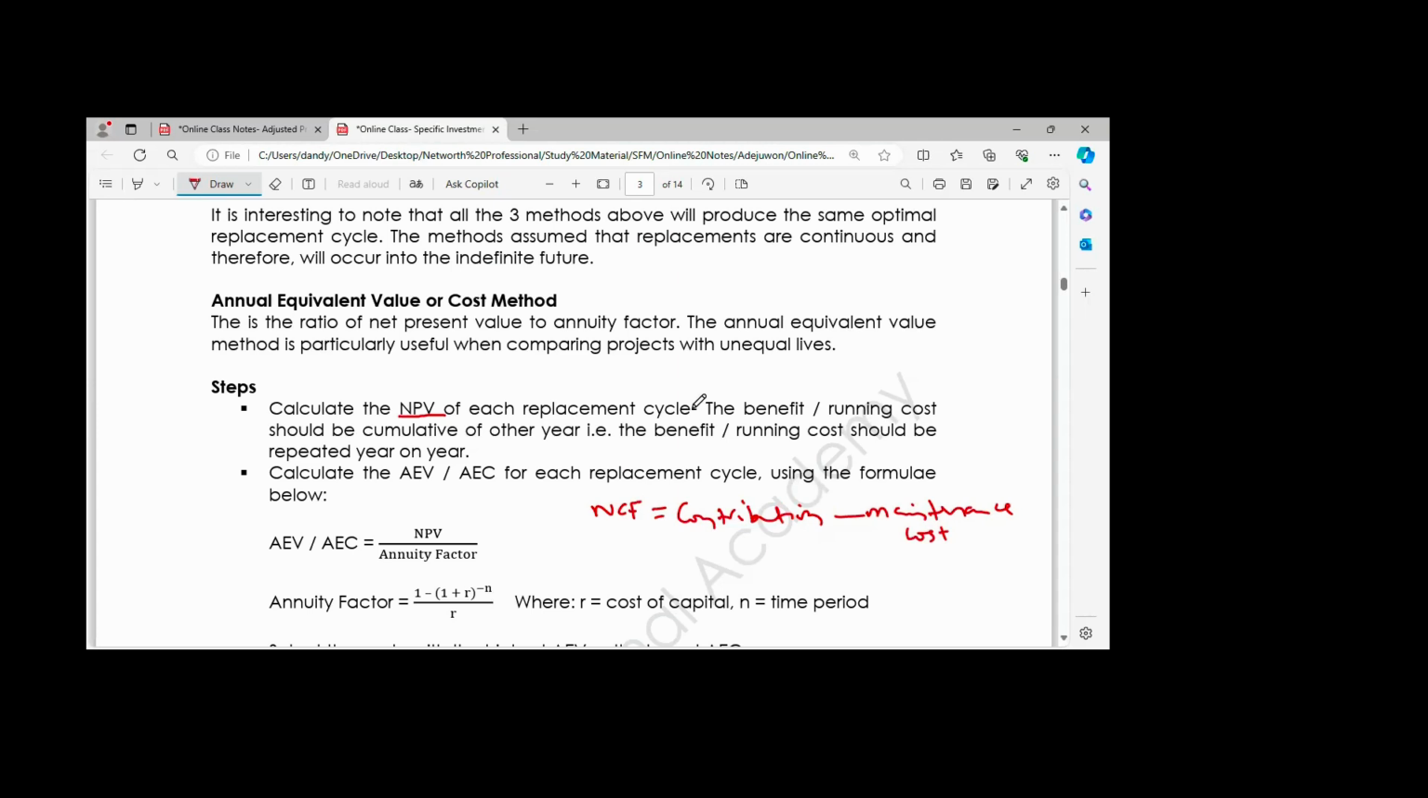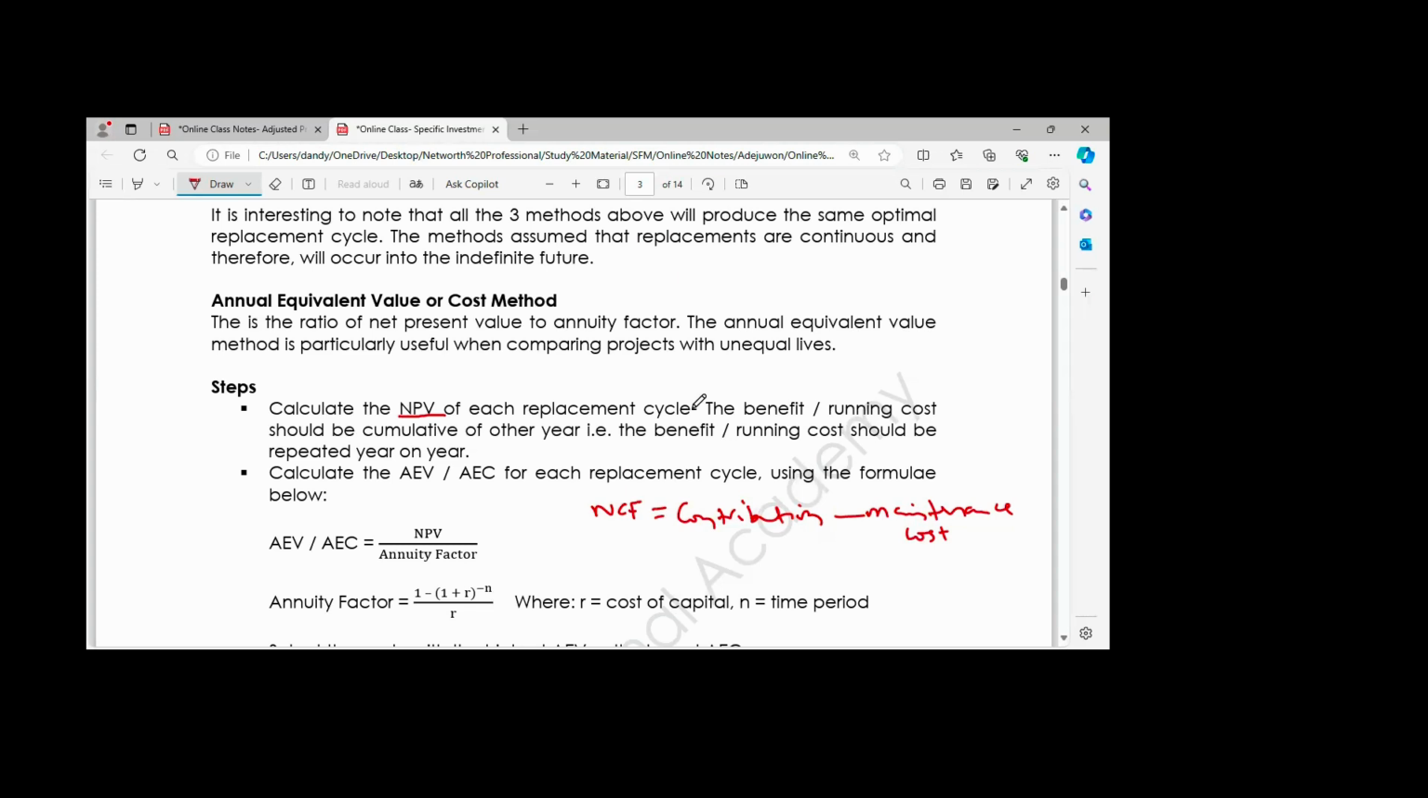I repeat again, when you want to determine the optimal replacement strategy using the annual equivalent value or cost method, the first thing you need to do is to calculate NPV for each replacement cycle. NPV of year 1 separate, NPV of year 2 separate, NPV of year 3 separate, on and on like that until you reach the useful life of the asset. Before you calculate your NPV, you will need to determine the net cash flow. If you are given selling price and variable cost, calculate your contribution. The difference between contribution and maintenance cost will give you the net cash flow.